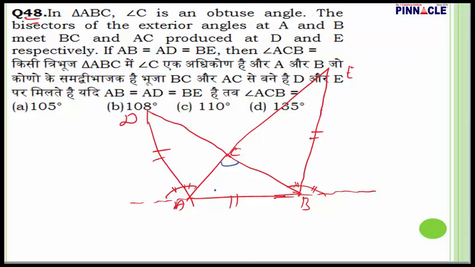Now see from this, let's say this is X, this is Y, then if this is Y, this would be Y, because these are equal. If this is X, then this would be X. These two sides are equal, so the angles would also be equal, isosceles triangle. See from this, this angle would be equal to 180 minus 2y.